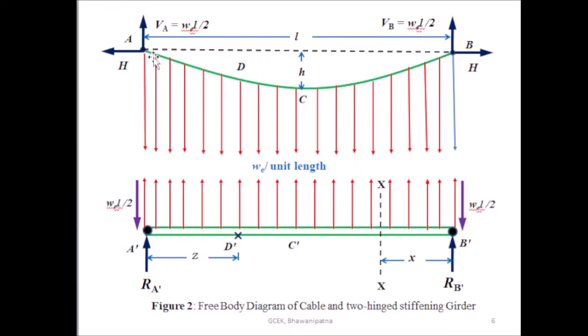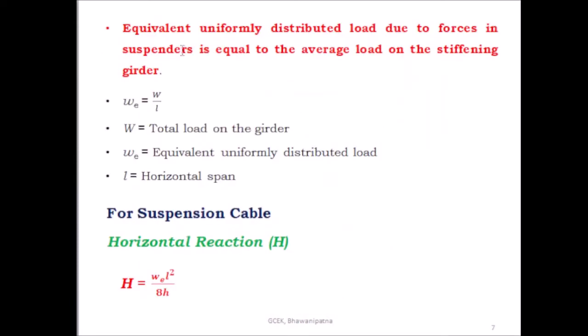Here also the same equivalent UDL is acting on the suspension cable. This is the vertical reaction at A, this is the vertical reaction at B, and these are the horizontal reactions at A and B. The horizontal reaction is the same at A and B. The equivalent uniformly distributed load due to forces in the suspender is equal to the average load on the stiffening girder. So this is the equivalent uniform distributed load.